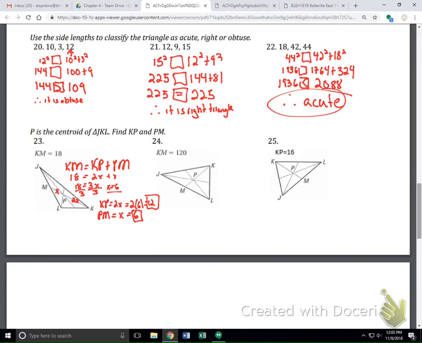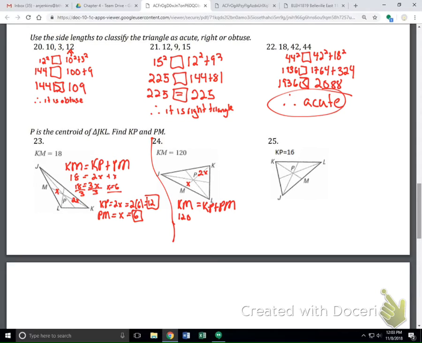The next one is KM again, so we can set it up the exact same way Jahim set it up in this one. So we have KM equals KP plus PM. We know here that the KM is 120. KP is again the segment that's starting from that vertex. So we know that it's going to be 2x. And the part from the centroid to the other half is just going to be x.